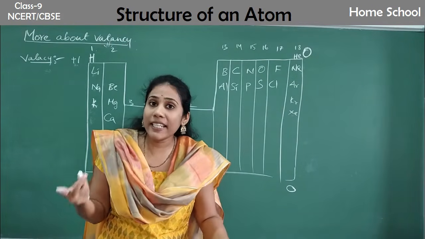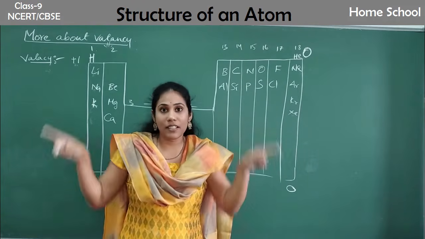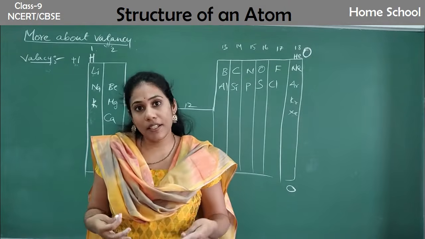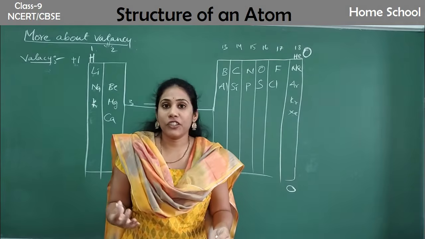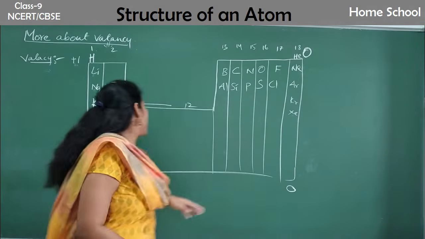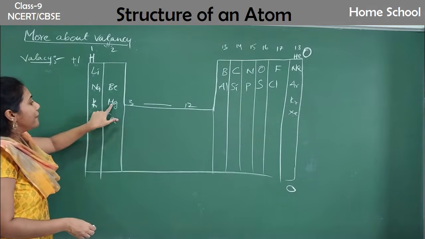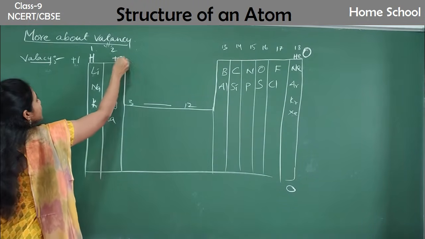Why will it lose 1 electron? Because to have 8 electrons in the last shell. If they lose 1 electron, they can achieve 8 electrons in the last shell. They can stay happy. They can be stable in nature. Clear? Fine. And coming to the second group elements, beryllium, magnesium, calcium, all these elements have a valency +2, guys.